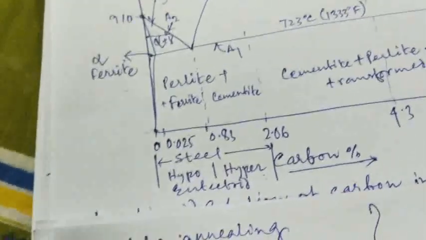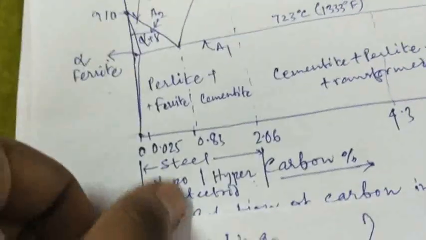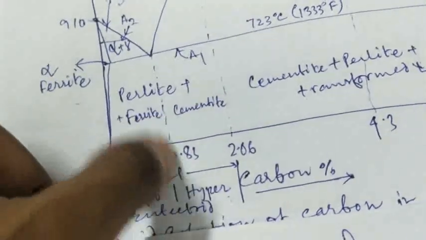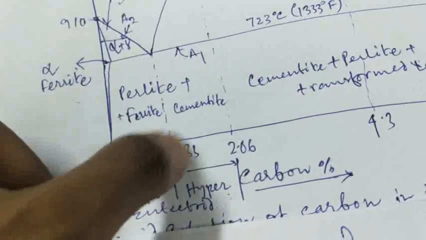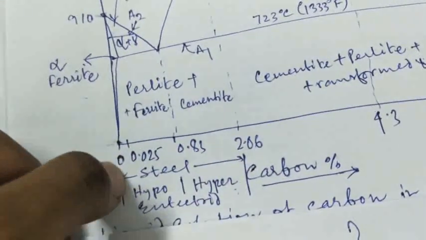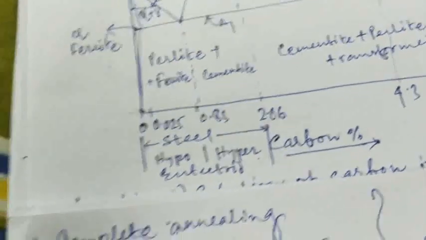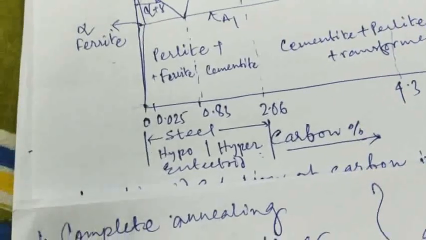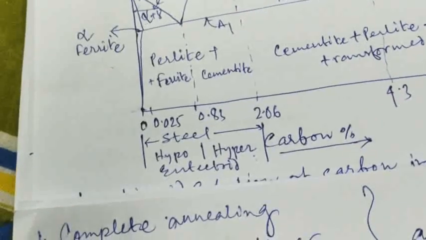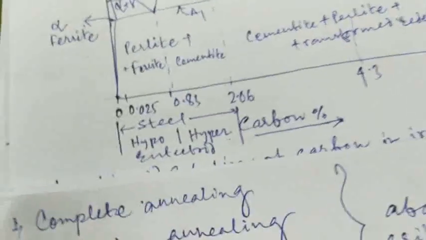It is mainly used for eutectoid steel and hypereutectoid steel. Eutectoid steel means steel which has 0.83% carbon content. Hyper means 0.83 to 2.06%, and hypo means 0 to 0.83%. Such as carbon tool steel, alloy steel and bearing steel, it is also used.